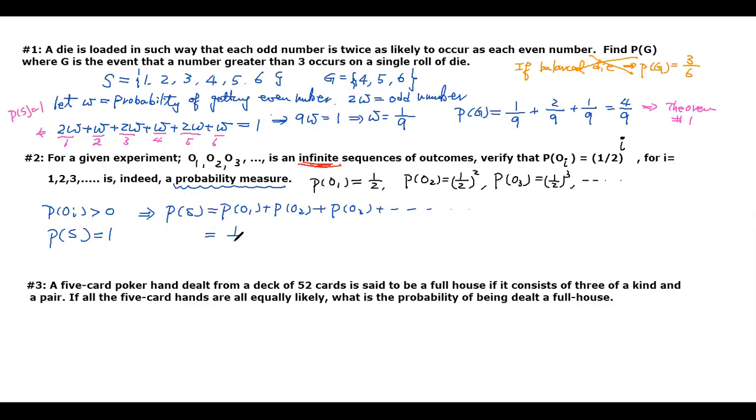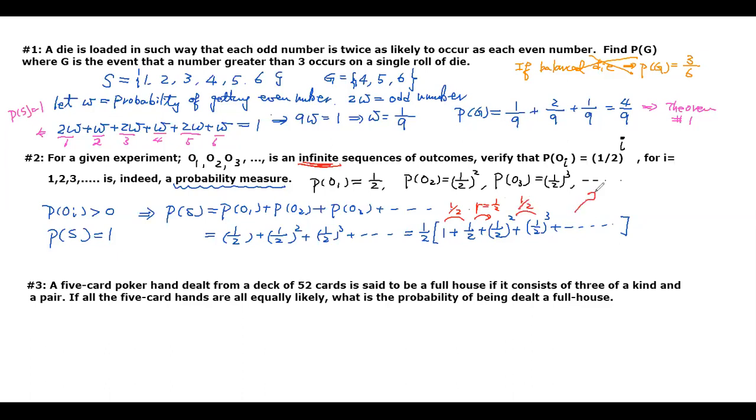This one gives you 1/2, then this one gives you 1/2 squared, this one gives you 1/2 to the third, and so on. So how do I show this is 1? Let's take a look. If you take the 1/2 out, this will be 1/2 times the bracket 1 plus 1/2 plus 1/2 squared plus 1/2 cubed, and so on. Notice what happens inside the bracket: the ratio is 1/2 each time.